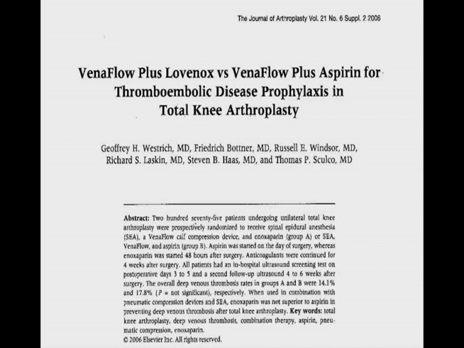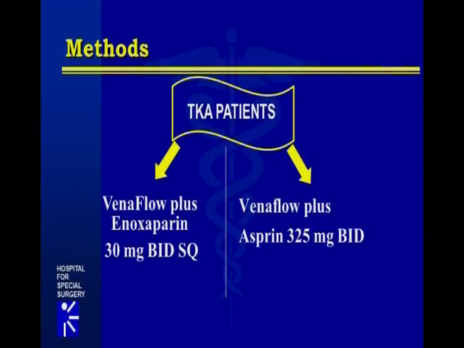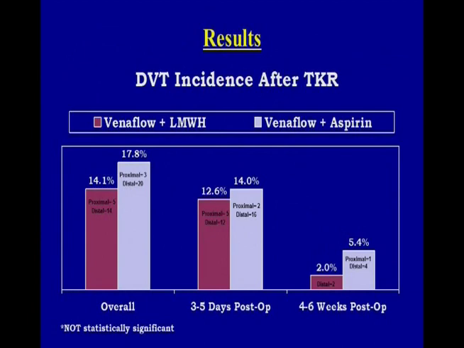This particular study took knee replacement patients and randomized them to receive VenaFlow plus low molecular weight heparin, 30 milligrams twice a day, or VenaFlow with aspirin, 325 milligrams twice a day. What we found was no statistically significant difference adding the low molecular weight heparin compared to the aspirin. The DVT rate was approximately 14% with the group utilizing the VenaFlow and low molecular weight heparin, and 17.8% in the group utilizing VenaFlow plus aspirin, and this was not statistically significant.